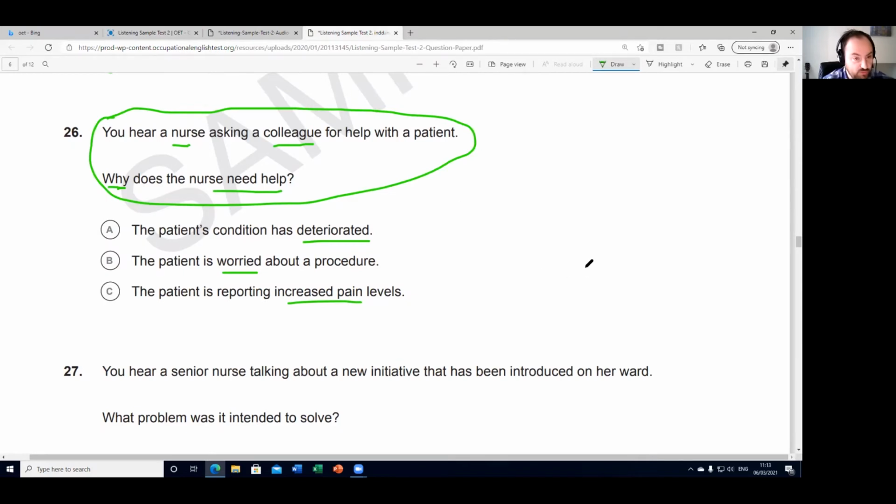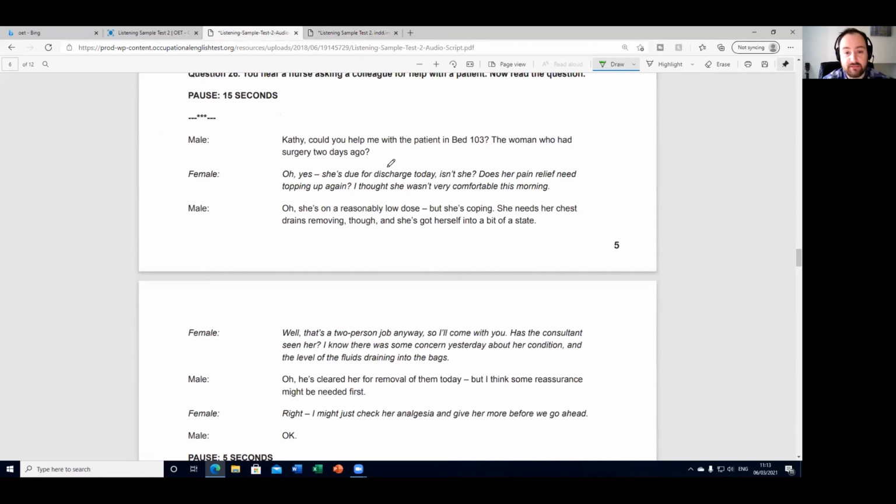Okay, so what did you go for in this one? The correct answer in this case is B. Remember, in the exam, you've got to fill that in like that, but I'm just taking it so it's clearer here. The patient is worried about a procedure. Again, let's have a look at the tape script that we have here. It's very useful to do it. Feel free to pause this video and read it before we start talking about it, okay? But the key thing here was that she's worried about a procedure, okay?